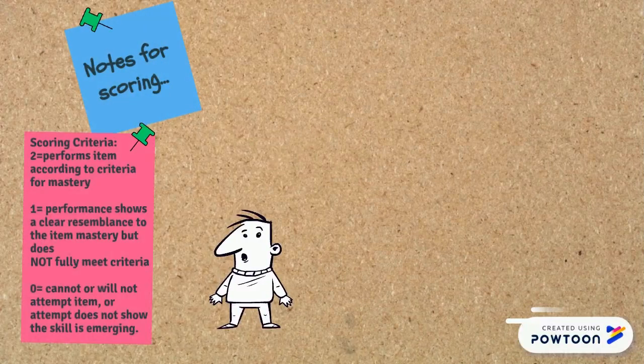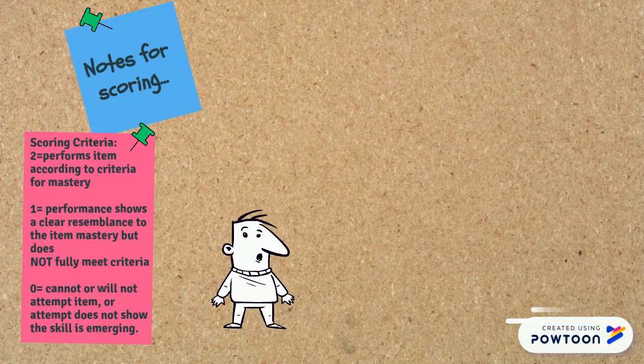Scoring criteria. The PDMS2 uses scoring 0 through 2. 2 equals this activity was performed according to the criteria for mastery. 1. This activity was performed in a way that shows clear resemblance to the item's mastery but does not fully meet criteria. 0 would be if the child cannot or will not attempt the item, or attempts and does not show the skill is emerging.